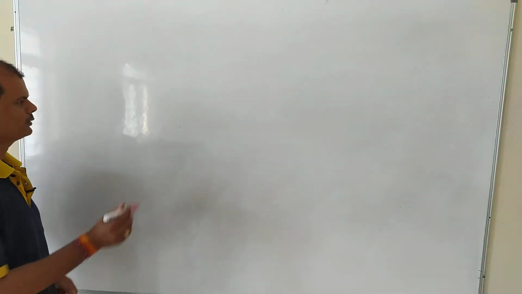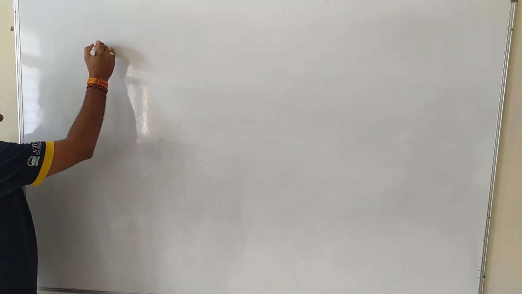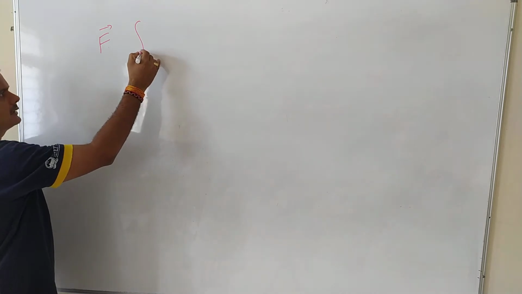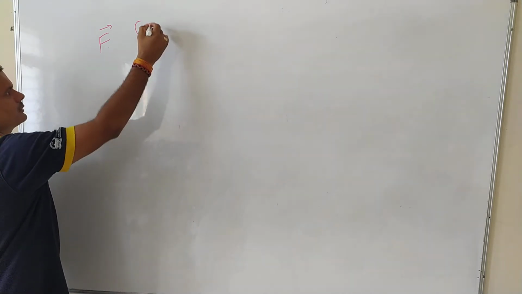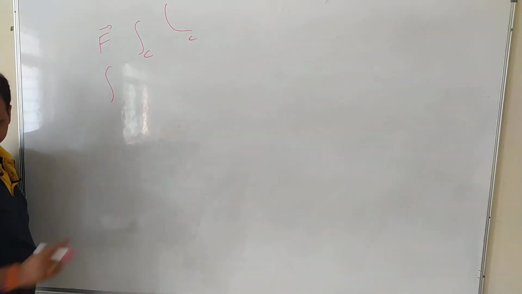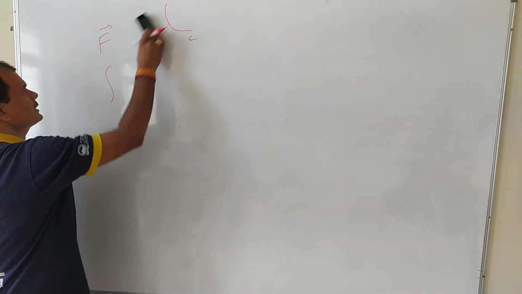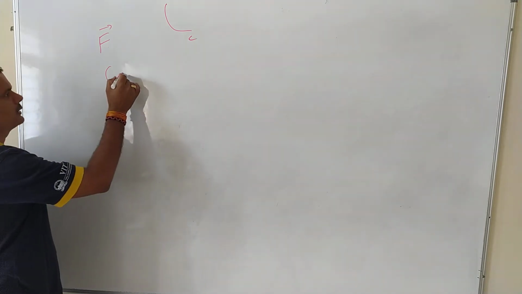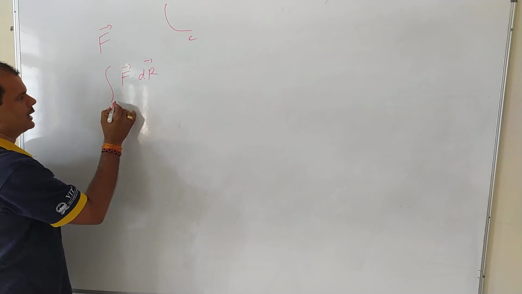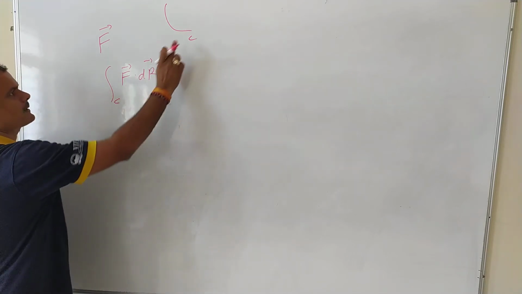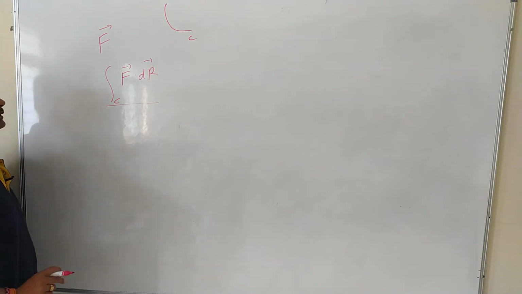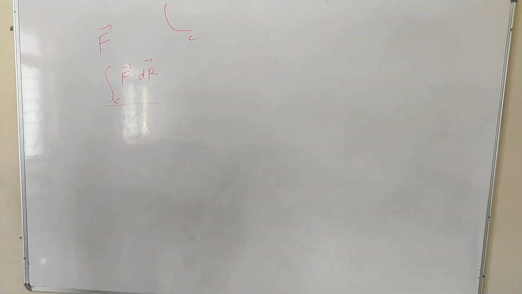Okay, so you know that if f is the given vector and c is any curve, then the integral of f dot dr along the contour c is called line integral. Fine.